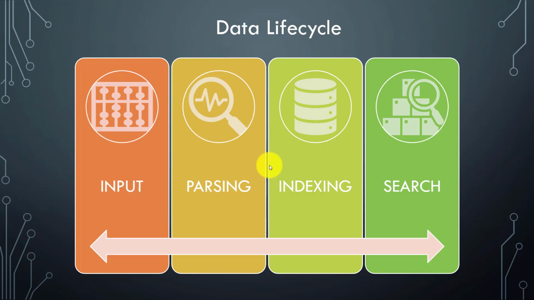So there is a very specific data life cycle, right? If you just see it in a very broad sense, they go through these four phases: input, parsing phase, indexing phase, then you can do the search and analytics phase over there, right? Now if you see, the data is moving from one phase to the next phase, then the next phase, right? So this is called nothing but a pipeline in Splunk.